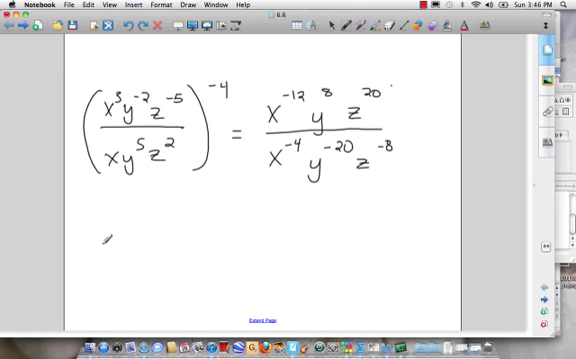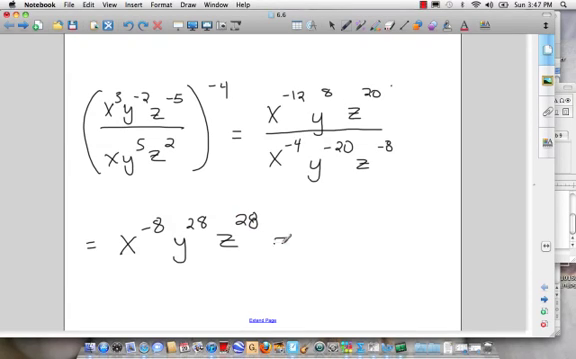And now I'm going to use the method I used in the previous example. I'm just going to subtract negative 12 minus negative 4. You really have to think about your arithmetic with negatives. Negative 12 minus negative 4 becomes negative 12 plus 4. And then for y, 8 minus negative 20 is 8 plus 20, so that becomes positive 28. And then with z, it's 20 minus negative 8. 20 plus 8, that's also 28.